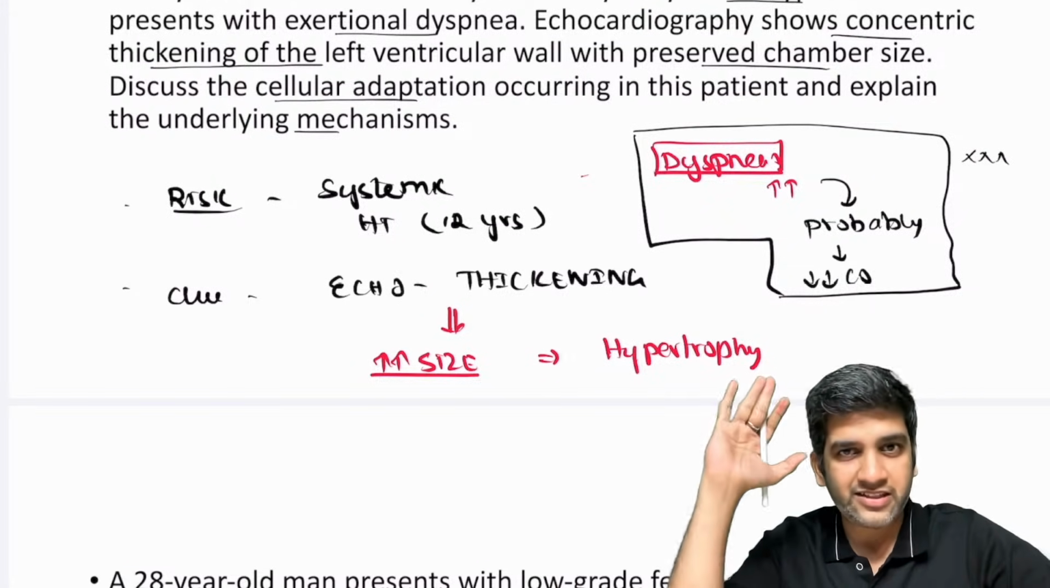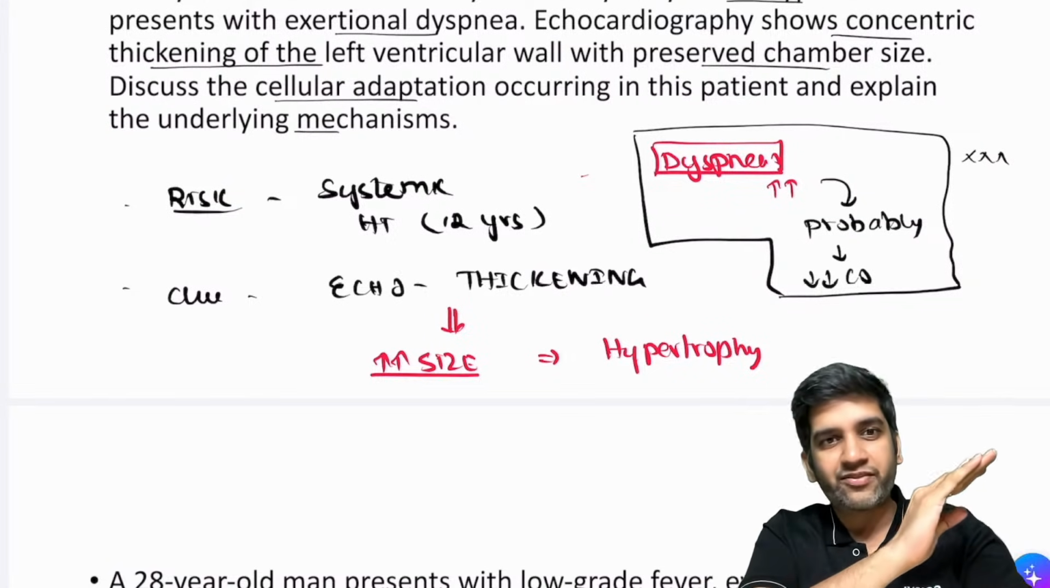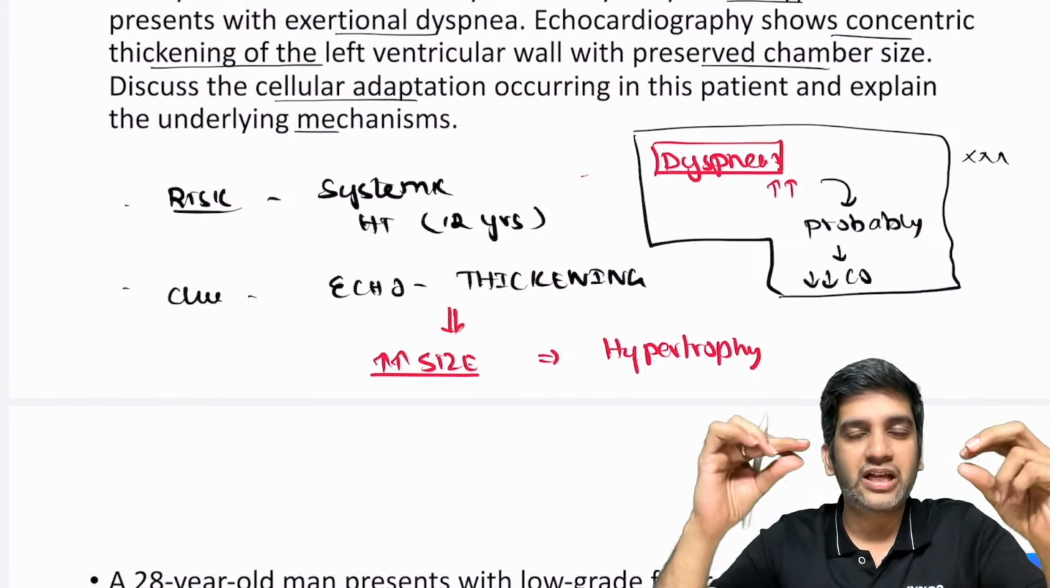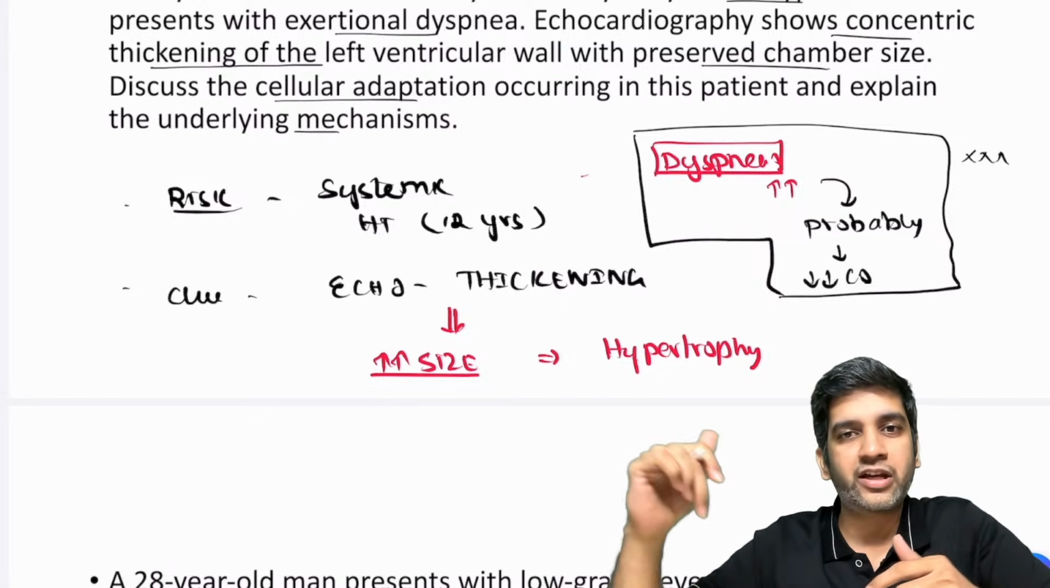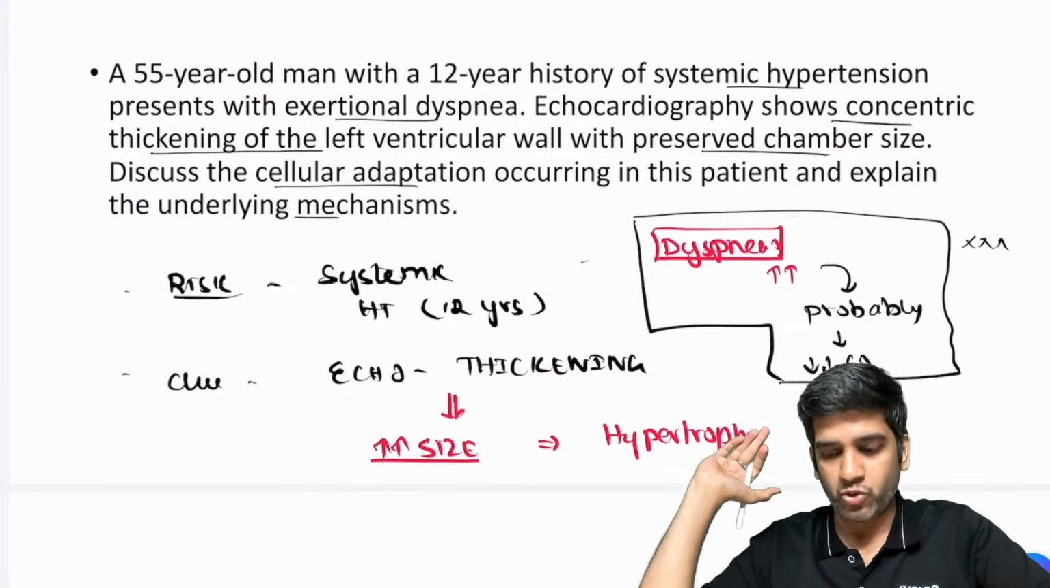It's a viva, maybe I can answer it, but in an exam sheet, this half is more than enough for me. I have a risk factor, I have a clue, so it's an increase in size of the ventricle, so most likely it's hypertrophy, right? It's most likely hypertrophy, fine.